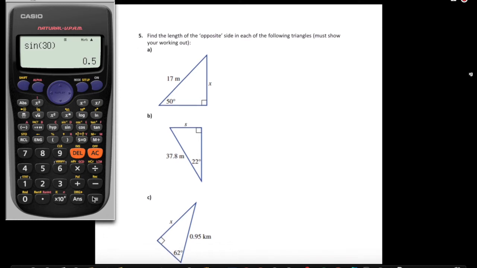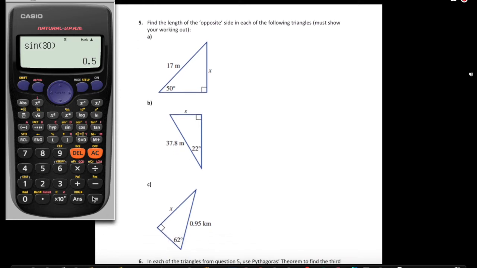So question 5 asks us to find the length of the opposite side. So the big hint here is that we're looking for the opposite. We know that because we're using the trigonometric ratio of sine, our general equation is sine of an angle equals the opposite over hypotenuse. So we're looking for the opposite. So that means by theory, we should have our hypotenuse given to us.